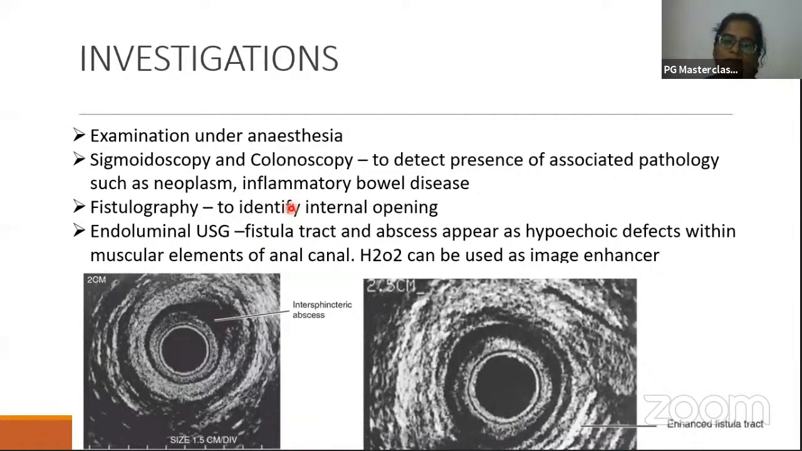Sigmoidoscopy and colonoscopy can be done to detect the presence of associated pathologies such as neoplasms or inflammatory bowel diseases. Yes, good. Fistulography can be done to identify the internal opening. We inject the dye into the external opening and X-ray films are taken to identify the internal opening. Another is endoluminal USG, also known as transrectal ultrasound, in which the fistula tract or an abscess appears as a hypoechoic defect within the muscle. And during the procedure, hydrogen peroxide can be injected through the external opening. It will enhance the fistula tract, as we can see in this.